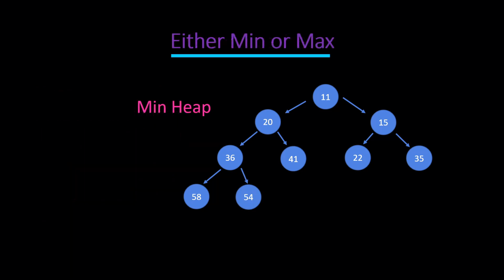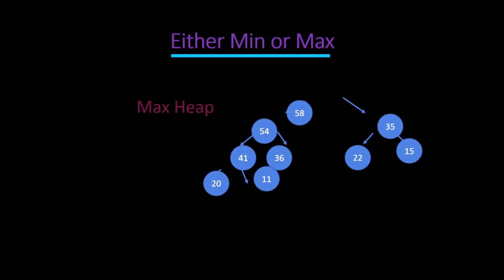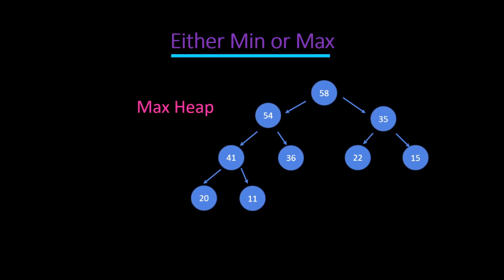And second, a binary heap must be either a min or max heap. A min heap is a tree in which each parent node has a smaller value than its child nodes. And a max heap is just the opposite. Each parent node has a larger value than each of its child nodes.